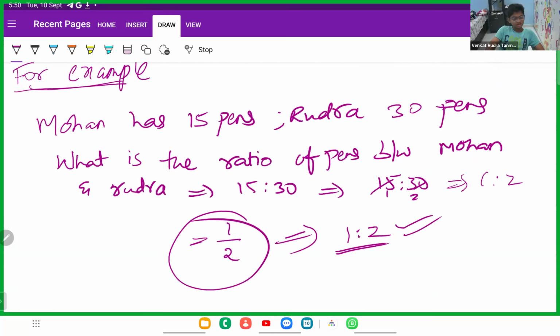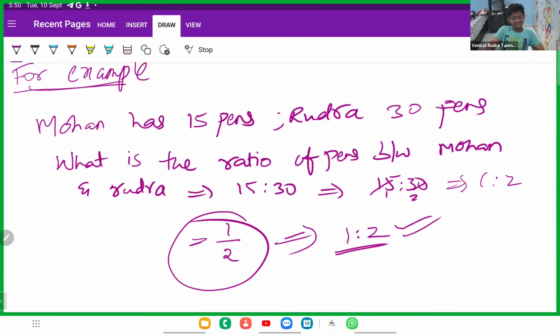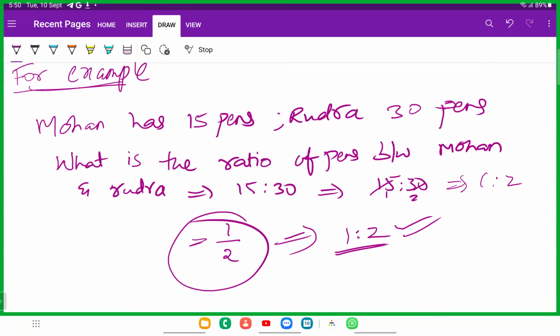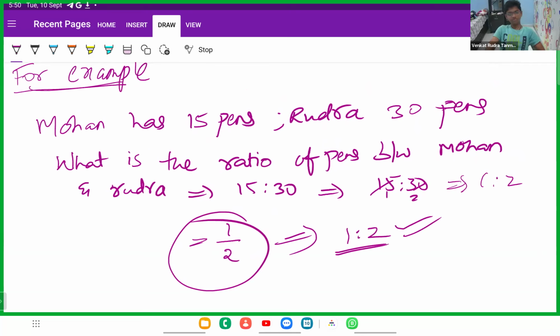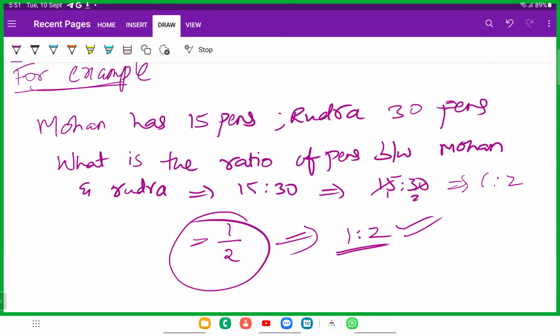You didn't have 30 pens or what? No, sir. Sir, ratio, can it be in variables? Sorry? Sir, can ratio also be in variables like x is to y? Yeah, ratio can be in variables, but we use variables to define the quantity, right?